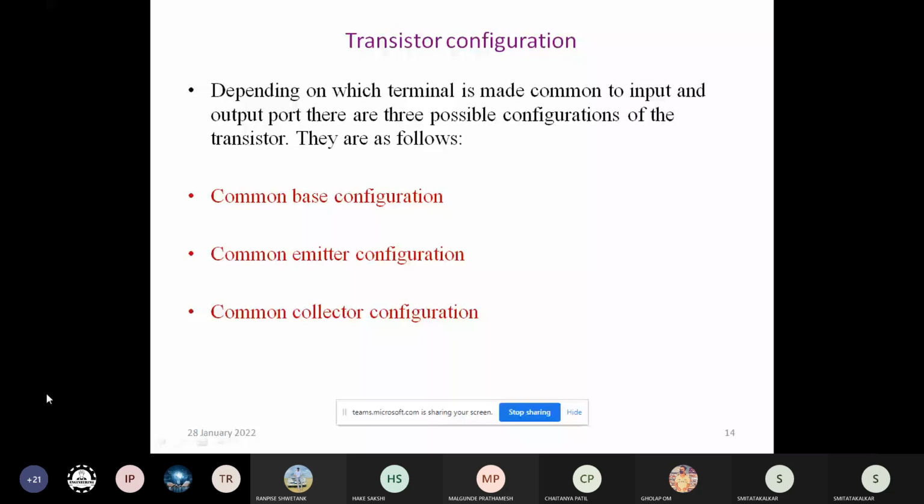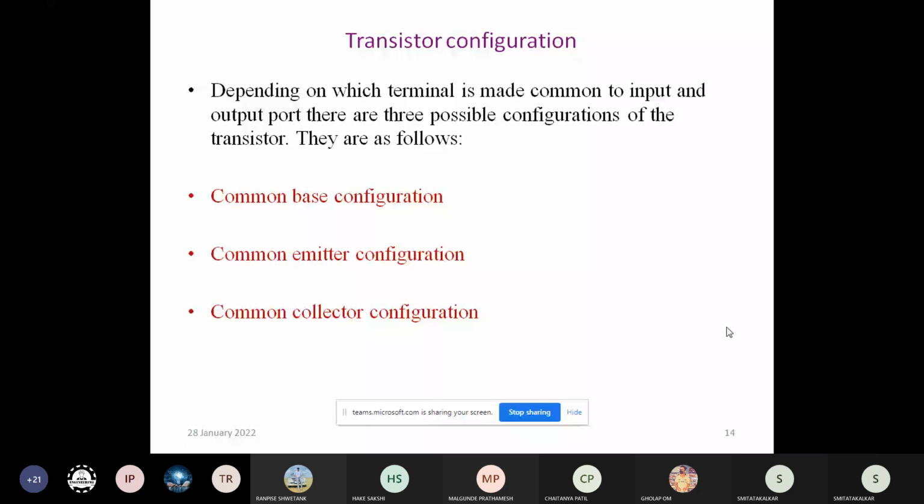The first is the common base configuration. In this configuration, the base terminal is common. That's why the input terminal is connected to the emitter terminal and the output terminal is connected to the collector terminal.